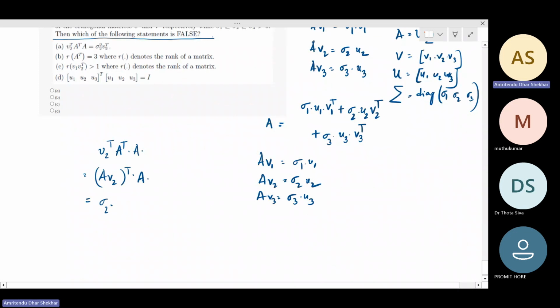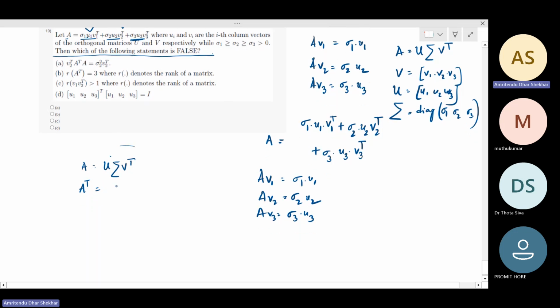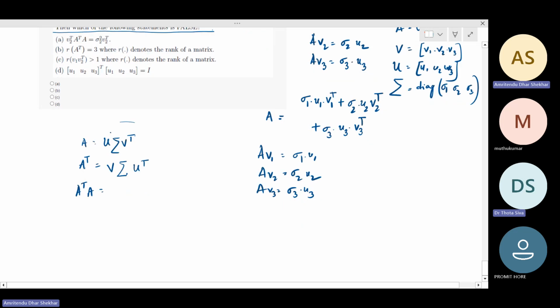Okay, let's verify the first option. I'll let you verify the others. So A is equal to U sigma V transpose. Notice that this is the form that they have given, but I'm expressing it in this way because this is equal to this. So A transpose is equal to V sigma U transpose. So how can you say that A transpose A is V sigma square V transpose, right?